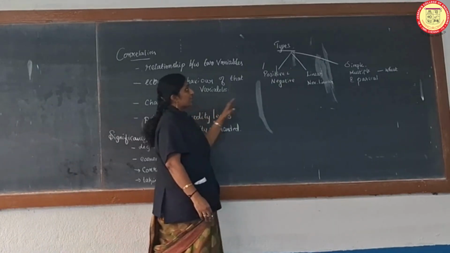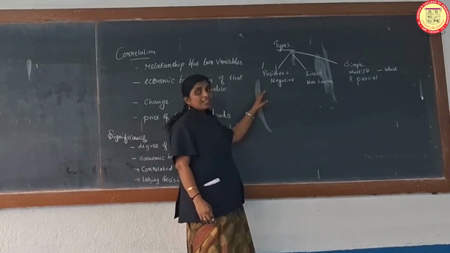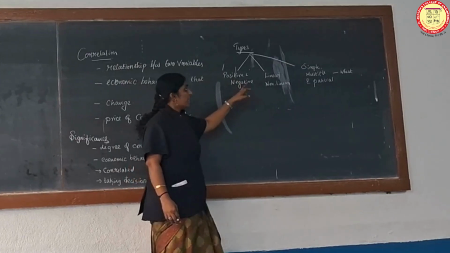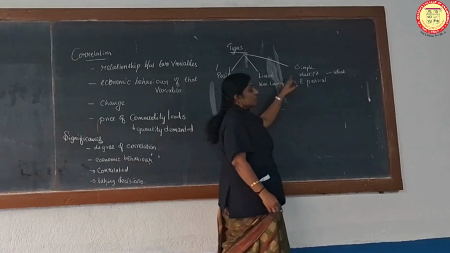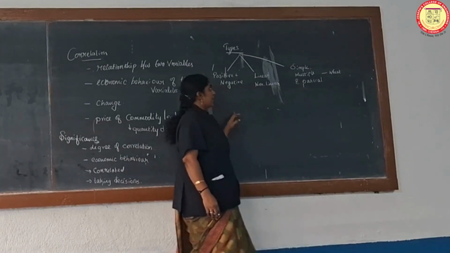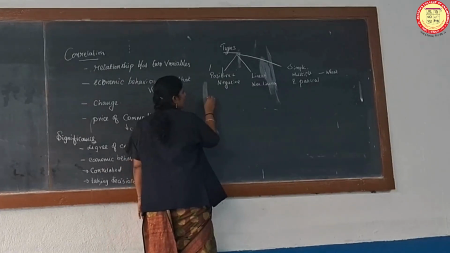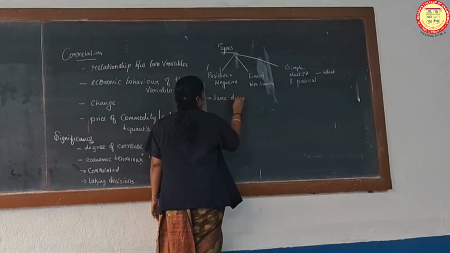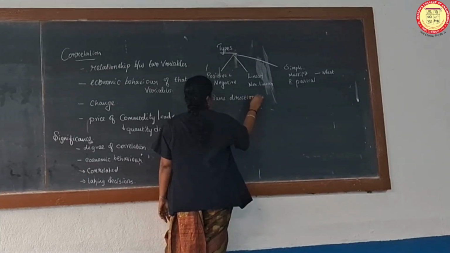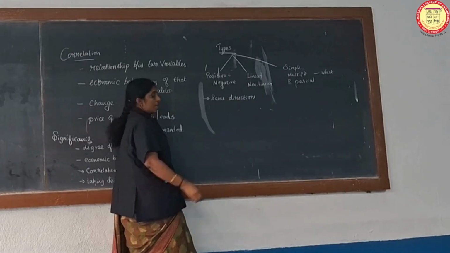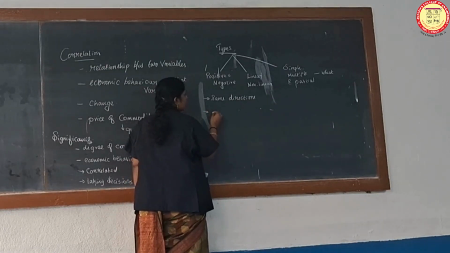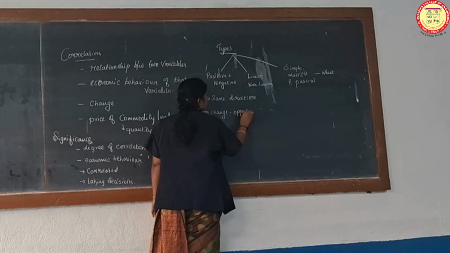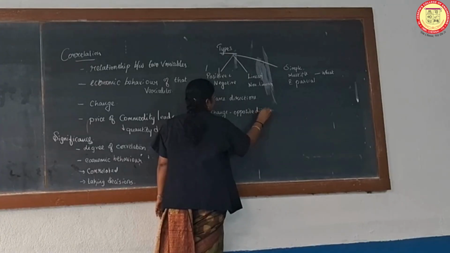Next we are going to discuss the types of correlation. Correlation can be classified into three: one is positive and negative correlation, the next is linear and non-linear correlation, and the next is simple, multiple and partial correlation. Positive correlation means the changes are in the same direction. And negative correlation means the changes are in the opposite direction.